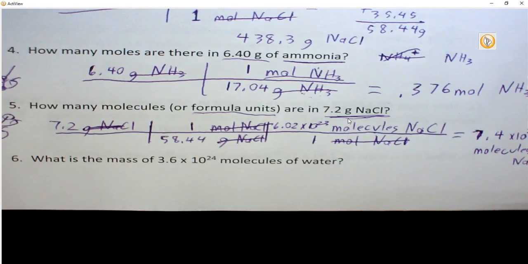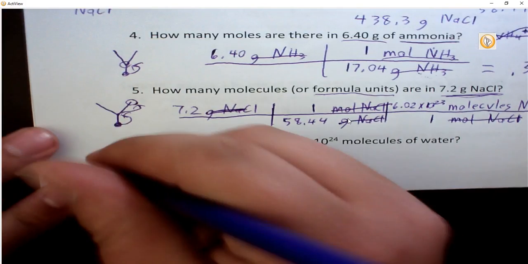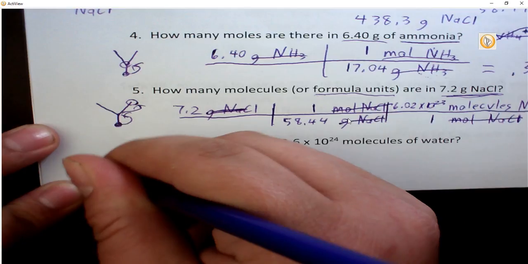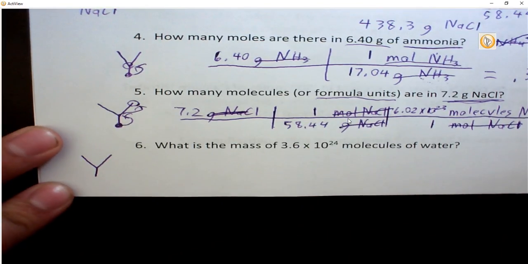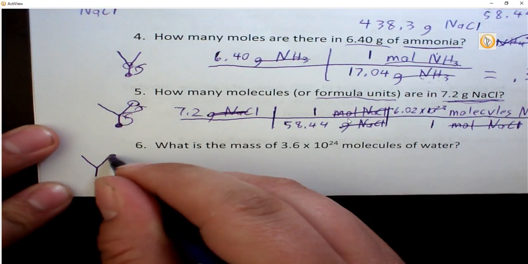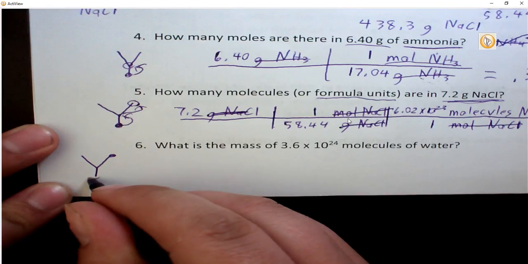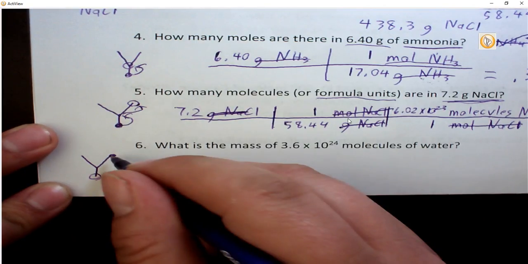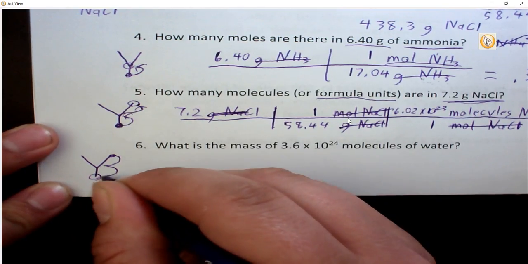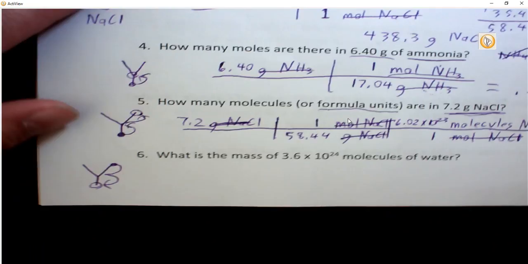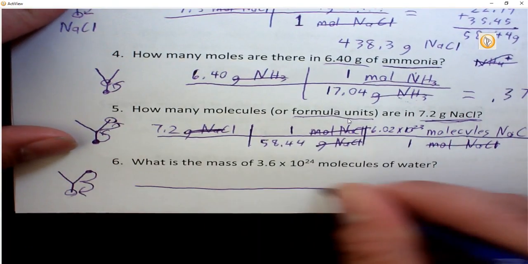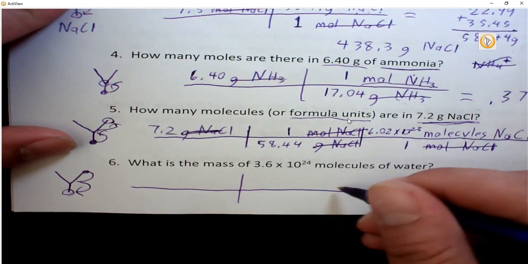Alright, last one for this page. What is the mass of 3.6 times 10 to the 24 molecules of water? Another conversion, and again it should be 2 steps. So do our map just to be safe here. We begin with molecules. Our goal is to get to mass. So 2 steps here. Train track has 2 lines on it.